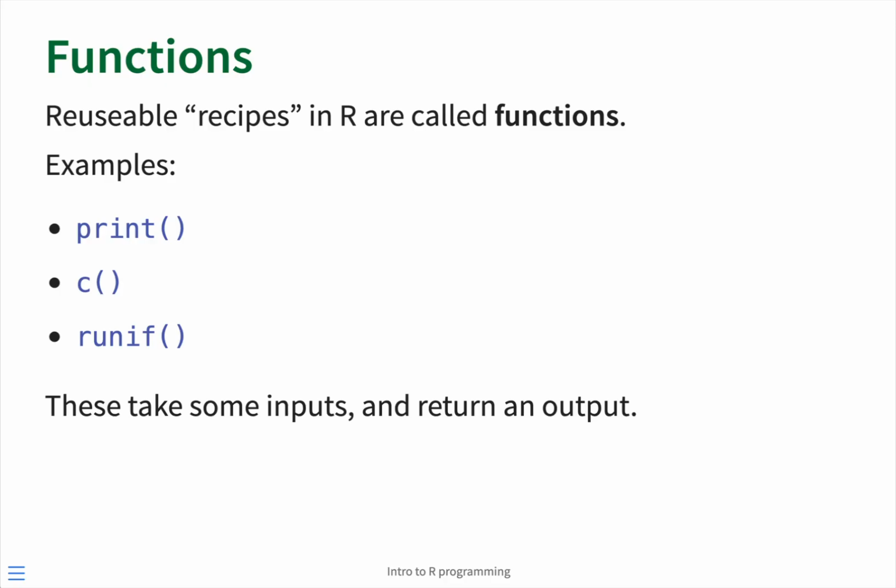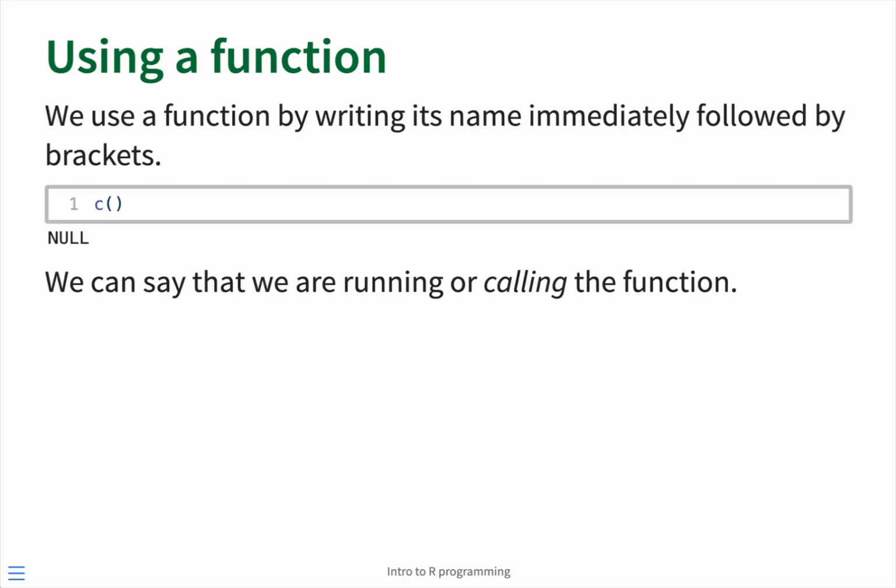Kind of like how a recipe for food takes a variety of different ingredients and returns an output at the end. To use a function in R, we always write its name immediately followed by brackets. We can't put a space between the function name and the brackets.